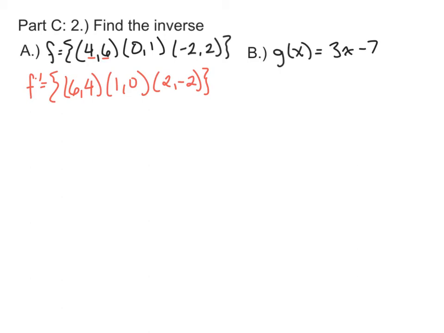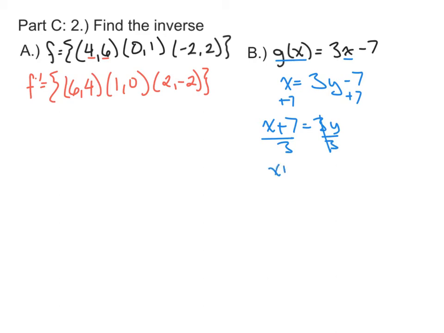For part B, when I have a function, we want to switch the x and the y around. Here's my x. G of x is my y. So I'm going to switch those two around. X equals 3, and I will call it y just to make it easier. But we're going to go through and solve for y. So add 7 to both sides. X plus 7 equals 3y. So we're going to divide both sides by 3. And we got x plus 7 over 3 is equal to y.